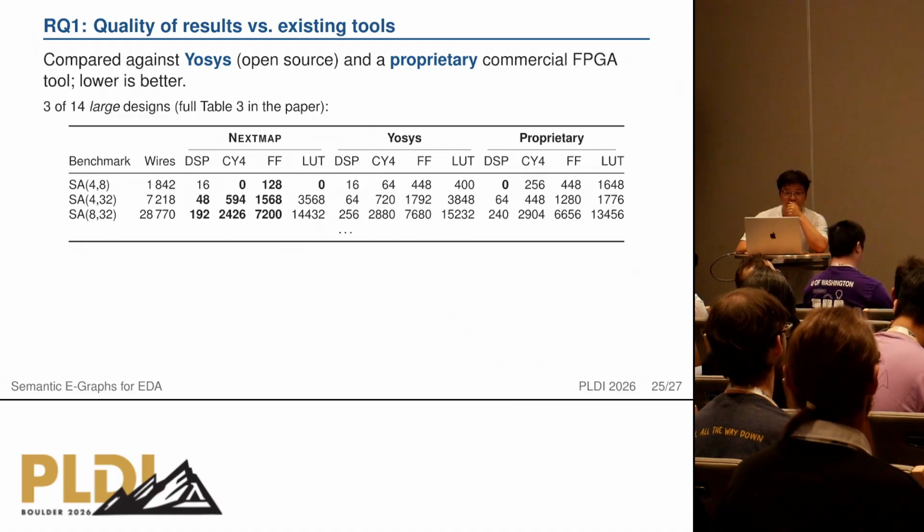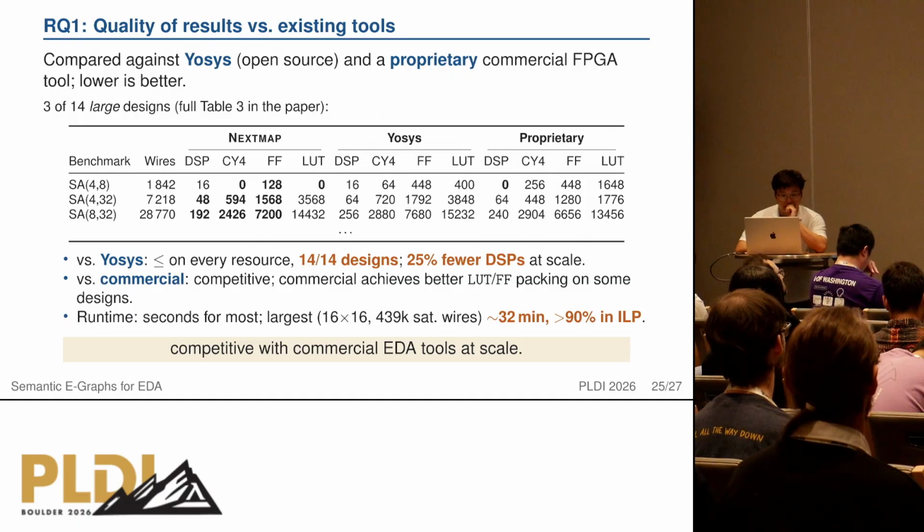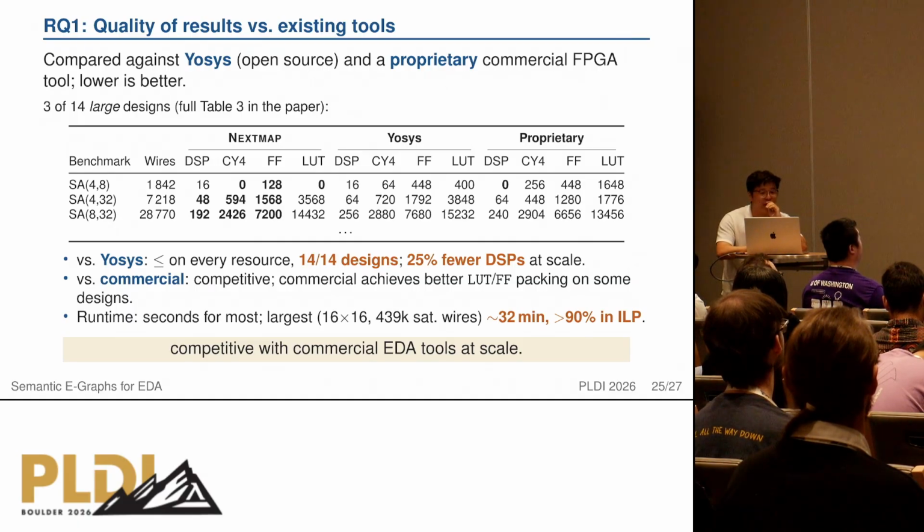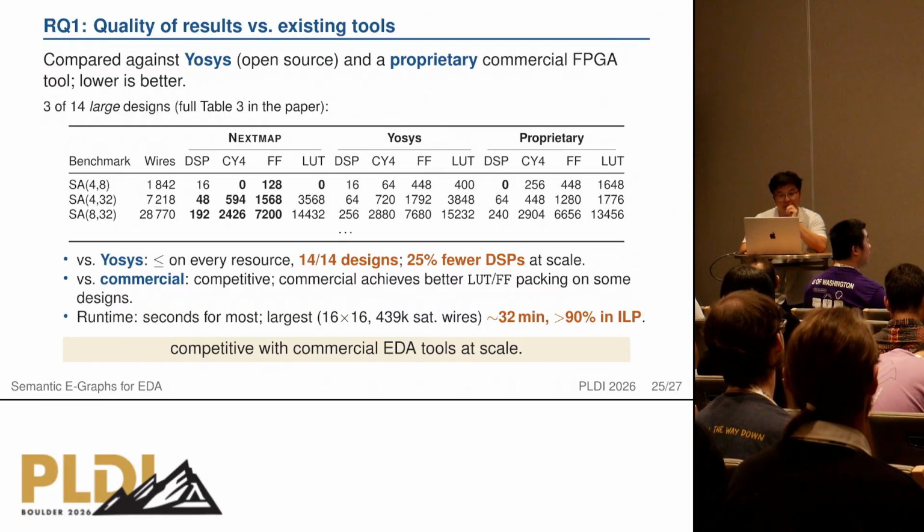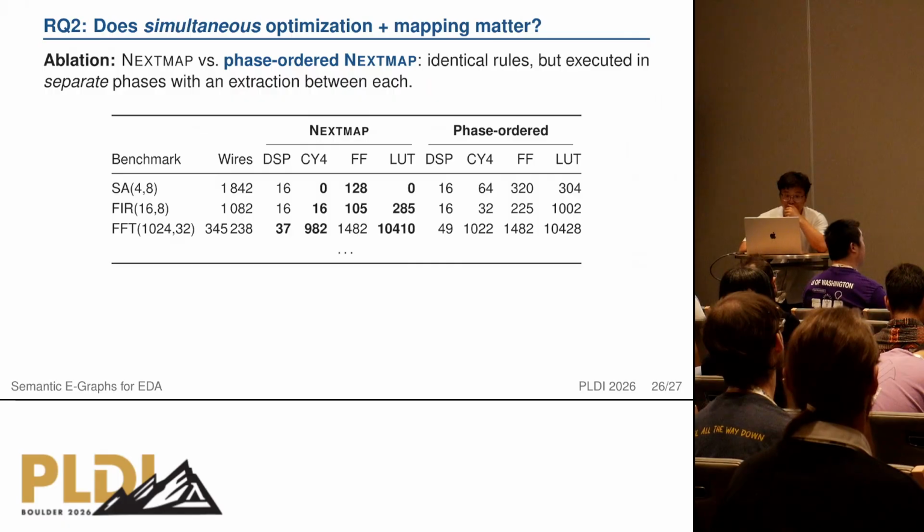For the first research question, we compare against EOSIS and a commercial tool. Compared against EOSIS, we are better on every resource and overall have 25 fewer DSPs at scale. Compared to the commercial tool, we are competitive and they're sometimes better, but overall we are at the same scale, and we have some benefits in some designs. The running time is overall short, and for the largest 400,000 wire size design, we run for 32 minutes, and most of the time is in ILP. So we are competitive with a commercial tool at scale.